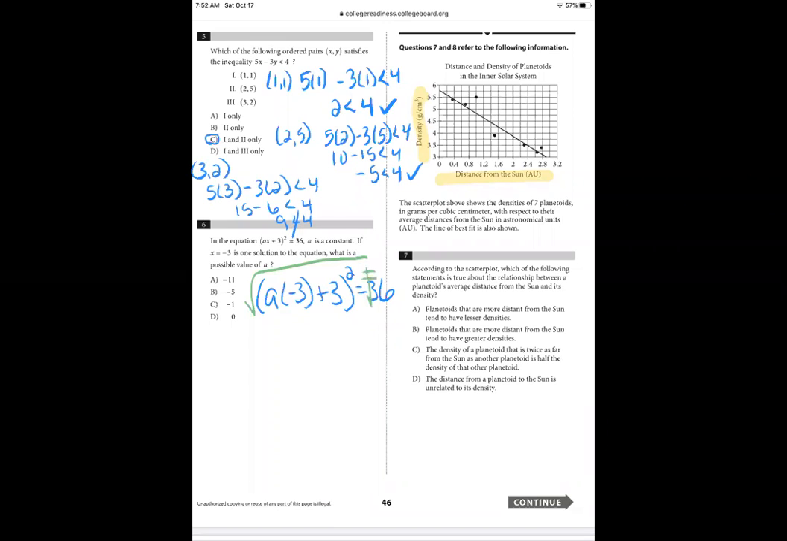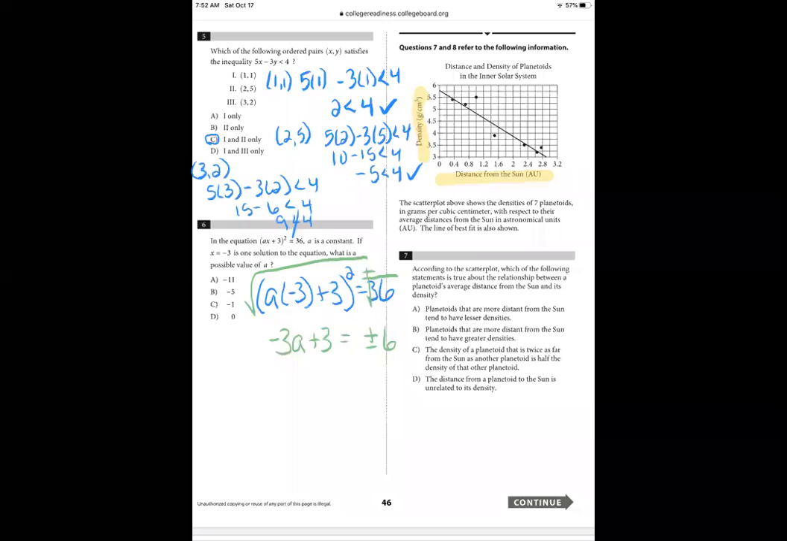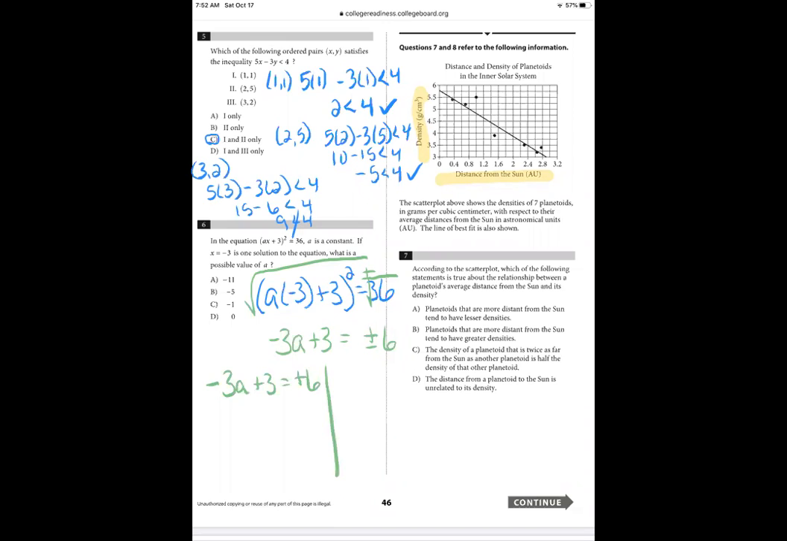notice I'm acknowledging the positive and negative root on the right side, so that would give me plus minus 6. And on the left side, I'm just going to bring that negative 3 as the coefficient, negative 3a plus 3. So a possible value for a, I can solve this both with a positive 6 and a negative 6. So for the positive 6 versus the negative 6, I would have negative 3a equals 3, or a equals negative 1, which is an answer choice.